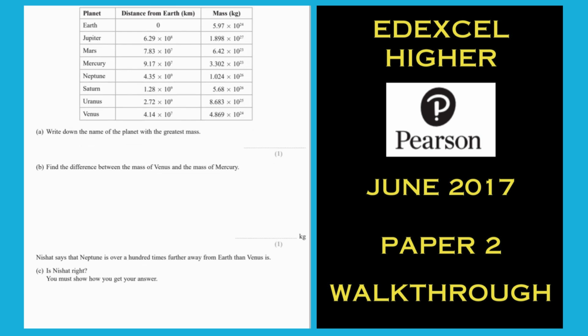On to standard form. Greatest mass. So you look for the higher powers. You maybe know that Jupiter and Saturn are the 2 biggest, but Jupiter is the biggest by far, whether it's knowledge or by this table.